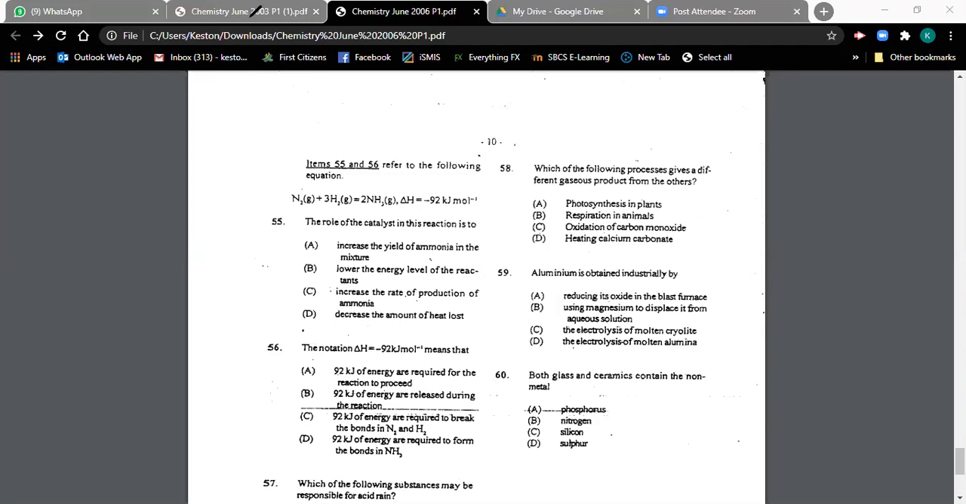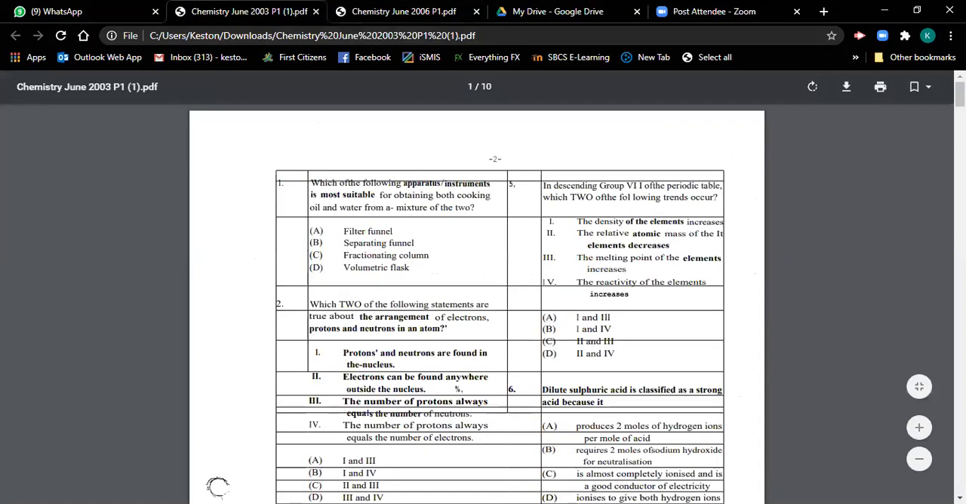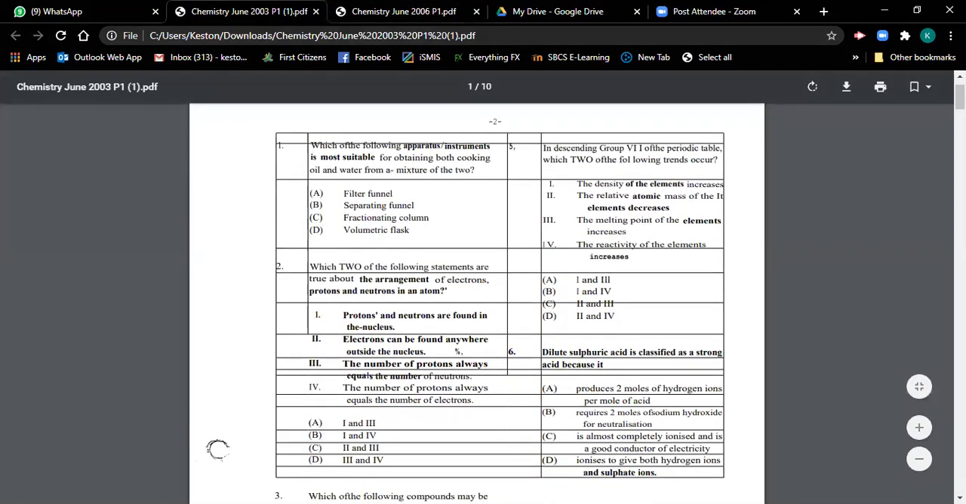You want to look at the other paper next? June 2003. It's not the prettiest of papers, but we'll make it work.